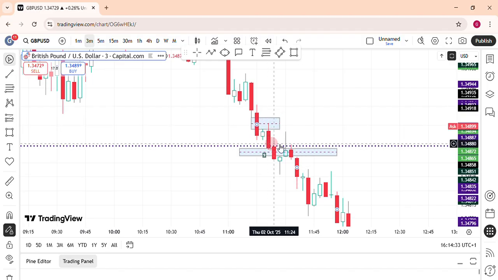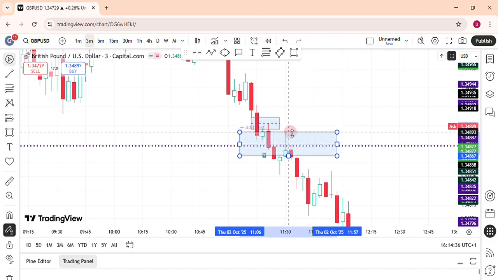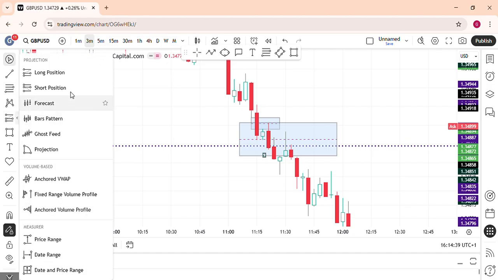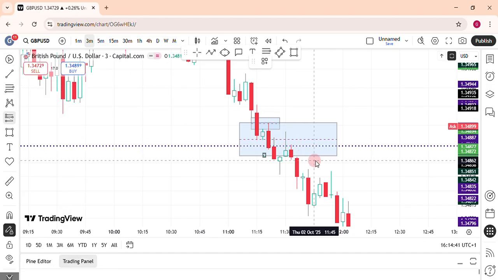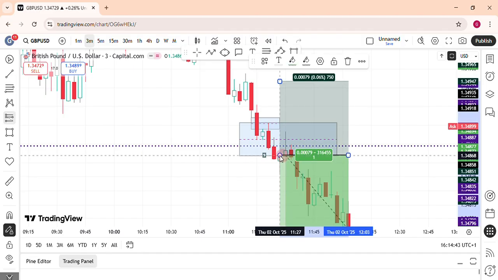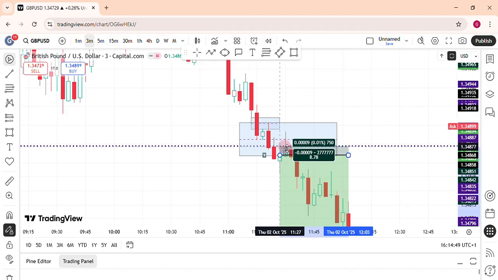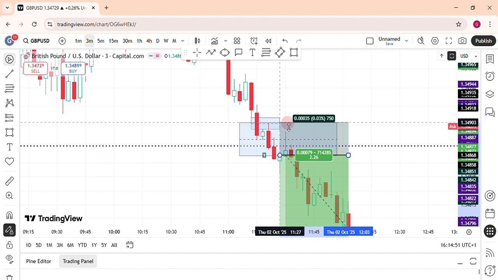So let's drag it all the way to these spots, and to be on the safe side, our short position would be like so. Our entry is at the start of this fair value gap, and our stop loss would be at this previous high here.